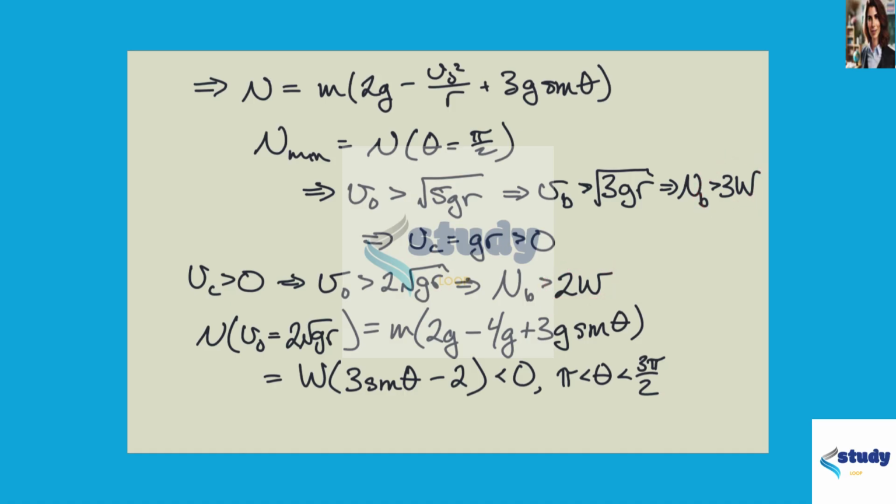And then we can figure out what the normal force is if we plug in our v naught here, and we get this expression for the normal force, or it's the weight times 3 sine theta minus 2. And what we're worried about is the normal force from point B to point A, so from pi to 3 pi over 2. And we can see that if we plug those values in, that indeed this thing is negative, so that we aren't going to fall off the track as it's rising up from the bottom up to the point here, which we would expect, but it's good to check.